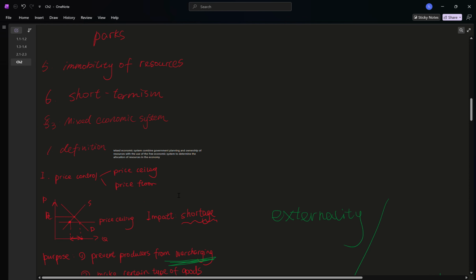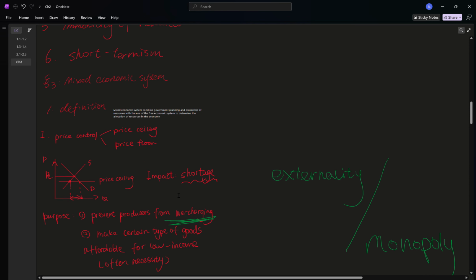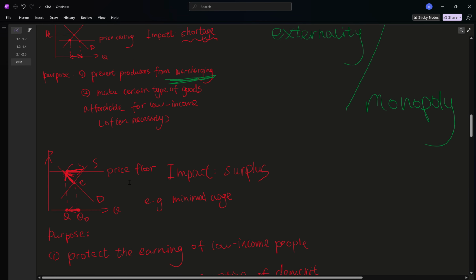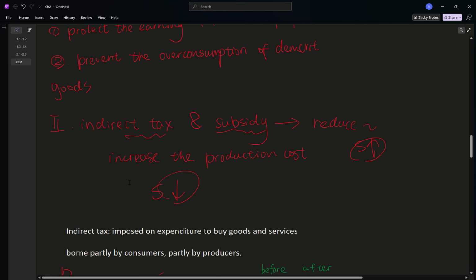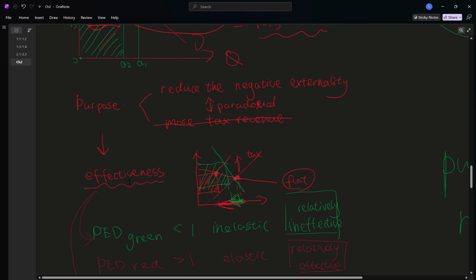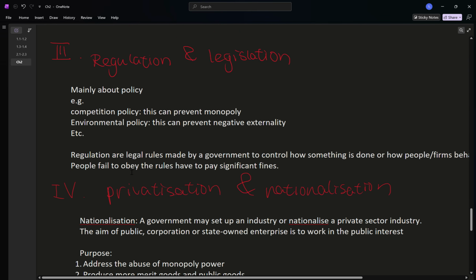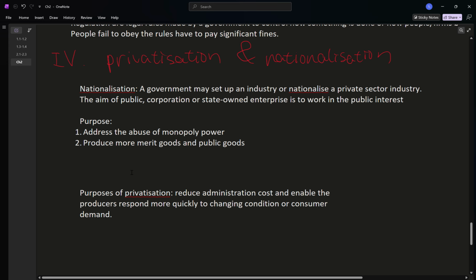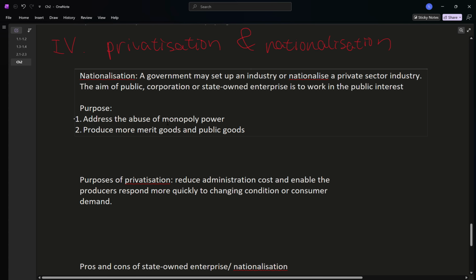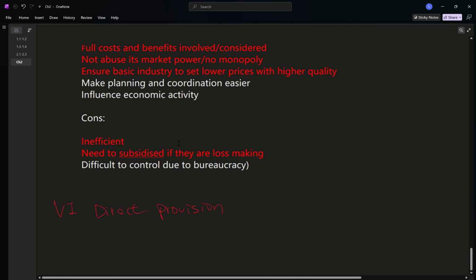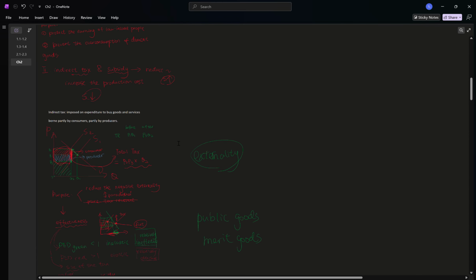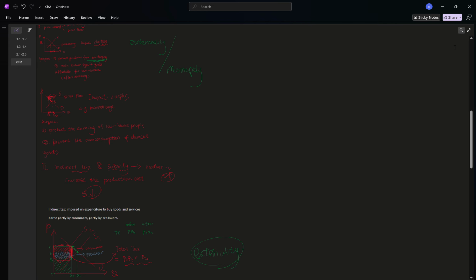And this helps to deal with market failure. How? By government intervention. So we talked about how governments can do that by price control, by indirect tax and subsidy, by legislation and regulation, by privatization and nationalization, and direct provision. Okay, that's the end.